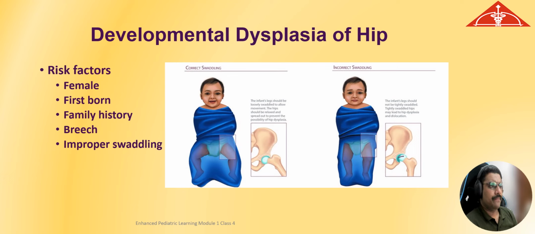in the future. The risk factors for developmental dysplasia of the hip are the 3 Fs: female, firstborn, and family history, along with breech presentation. The practice of improper swaddling with the legs extended and adducted is also a known risk factor. There should be enough room for the free flexion of the lower limbs.